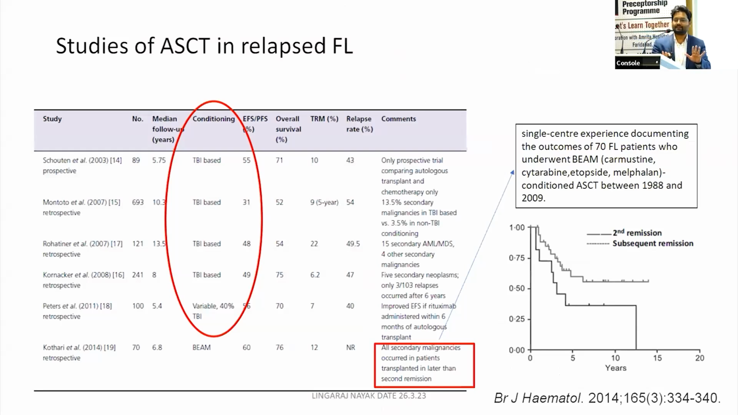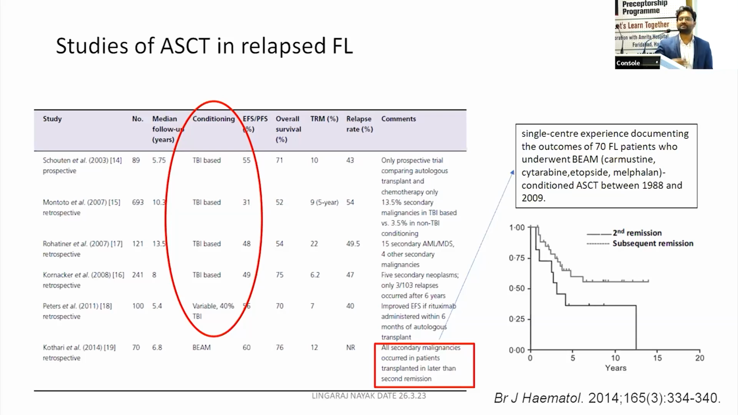So do we have any data in the rituximab era with a standard backbone? If you see previous data of follicular lymphoma, the standard conditioning is TBI based. Most of the data are TBI based. That's why the second malignancy is a concern. There is only one data set with the BEAM regimen, which is standard, and with rituximab. You can see 70 patients, and the patients who are in second remission, when you do a transplant, there is a plateauing and there is a benefit beyond that.